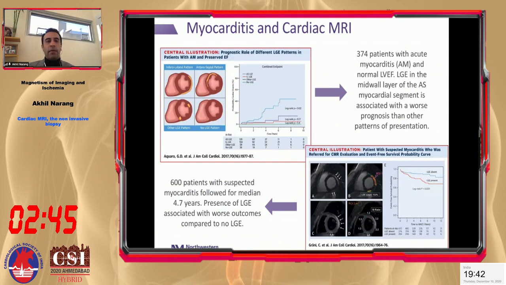Now, what's very important is that in myocarditis, cardiac MRI can be helpful for prognostication as well. These were 2 studies done in the past couple of years that looked at, one, the presence or absence of late gadolinium enhancement. If you had late gadolinium enhancement, you tended to do worse than patients who did not. That makes sense. These were 600 patients followed for 5 years. The presence of LGE was associated with worse outcomes. Now, another study looked at where the late gadolinium enhancement took place. This looked at 374 patients with acute myocarditis and normal ejection fraction. So if you had mid-myocardial late gadolinium enhancement in the anterior septum, these patients did worse than patients with patterns of LGE in different areas of the heart. Our patient had LGE all over the place, and so probably will have a slightly worse prognosis.